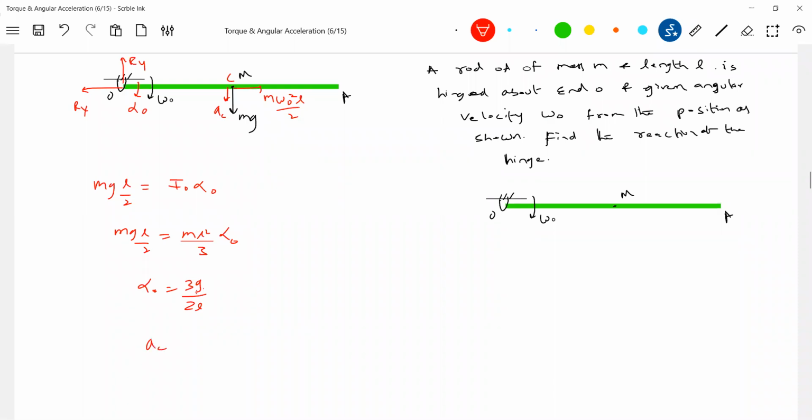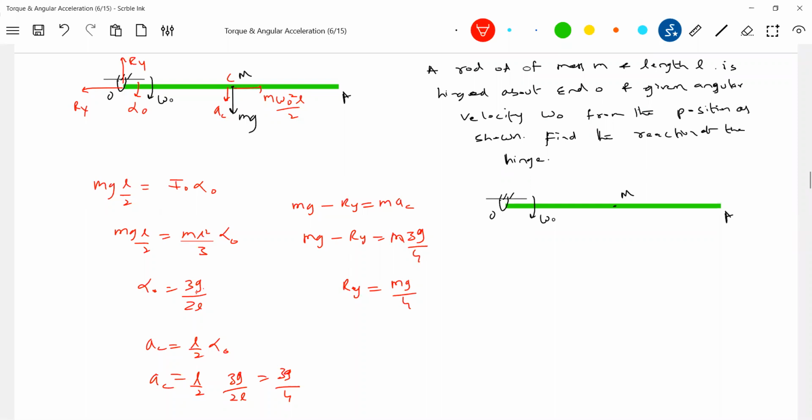First, what is the rotational motion? What type of motion will the rod describe? Only rotational motion. Then AC should be equal to L by 2 alpha naught. No, let's write the equation. Mg minus Ry equal to M AC. I think nothing changed. It is just the previous problem only. Only Rx has come into the picture.